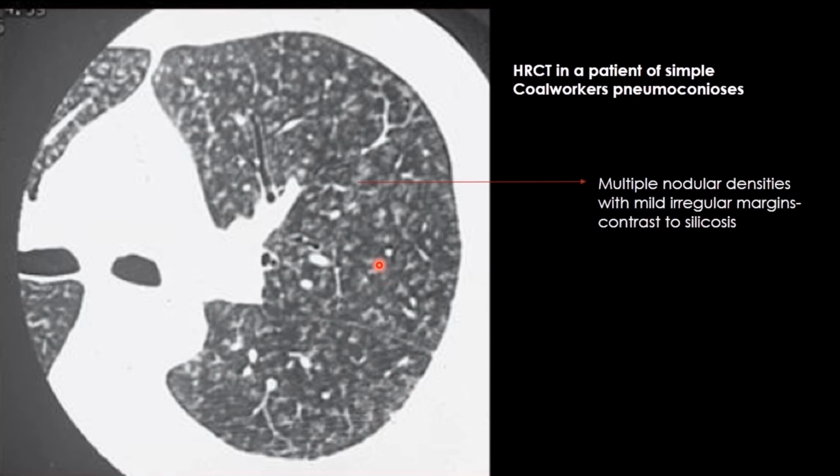Axial CT chest in a lung window in a patient with coal workers pneumoconiosis, where you can find multiple tiny nodular opacities in the bilateral lung fields. Here there is a little difference when compared to the opacities in silicosis, where the margins are well defined, and here the margins appear a little irregular.